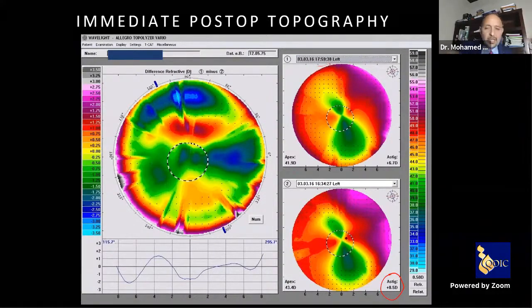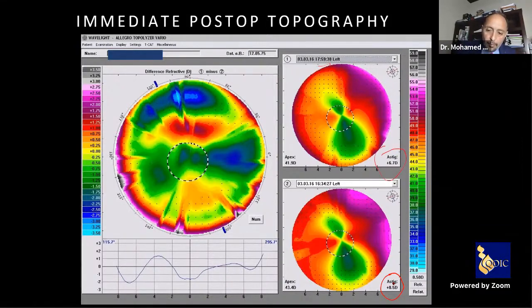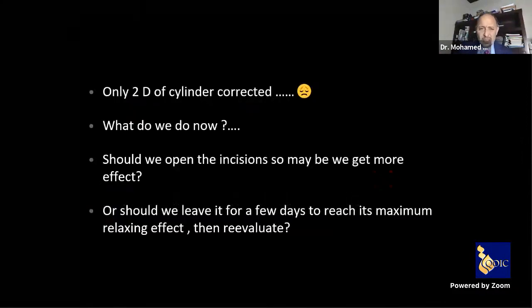This was the topography done before the operation. He went upstairs, changed his clothes, went down to the operating theater. He did the arcuate incisions, and immediately went down to do another tomography, and he ended up with 6.7. So from 8.5 to 6.7, which in my mind wasn't a great deal of success. We only had two diopters of cylinder corrected. What do we do now?